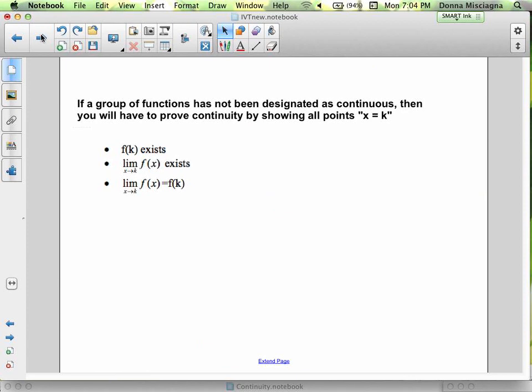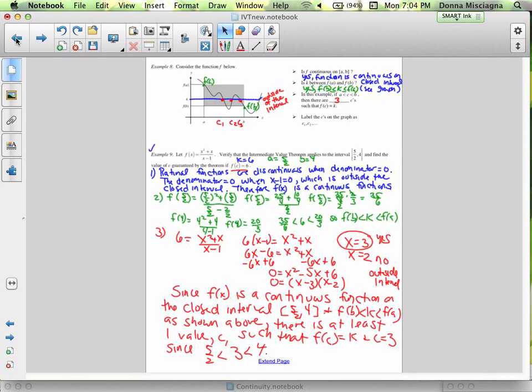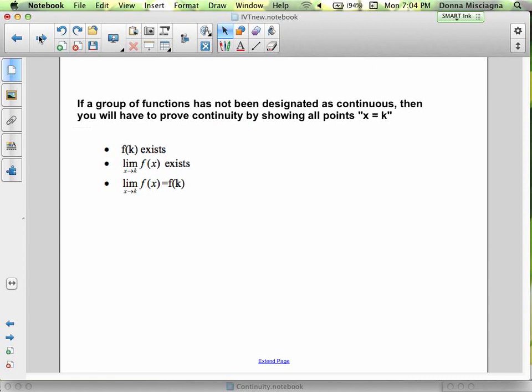So if a group of functions has not been designated as continuous, we can't really say all rational functions are continuous. They're continuous on an interval as long as the interval doesn't contain the vertical asymptote, or whatever value makes the denominator 0. Here we had to show that it's continuous, but some functions we know to be continuous, and rational functions are in that group. We just have that one place where we could have a discontinuity.